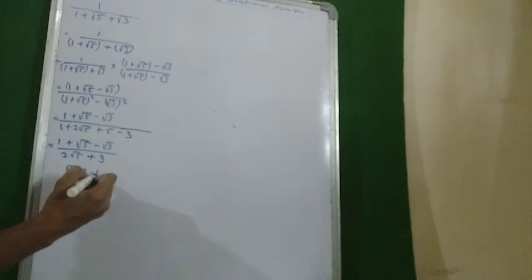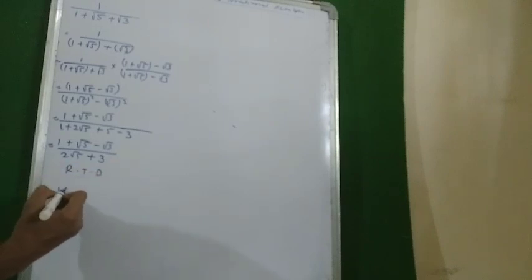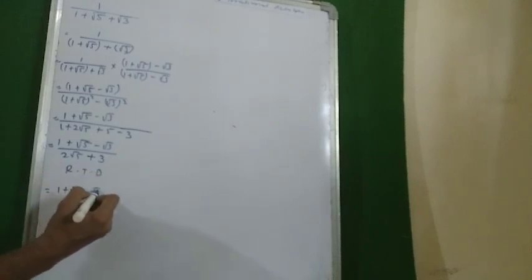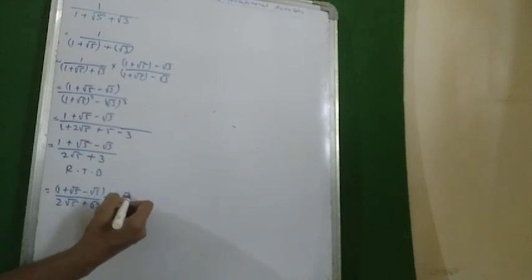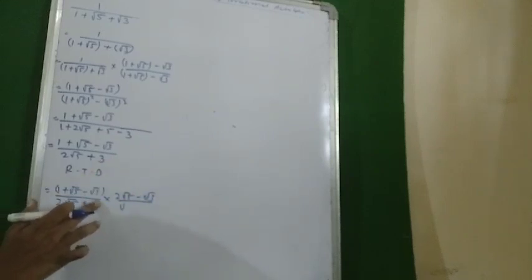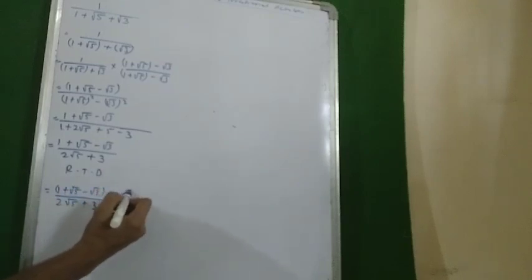That is rationalizing the denominator. I will have 1 plus square root of 5 minus square root of 3 as it is. And in the denominator we will have 2 square root of 5 plus 3. And after rationalizing, multiply by 2 square root of 5 minus 3, sorry, it is only 3 over here. So it is 2 square root of 5 minus 3. Okay, I will continue the next part over here.